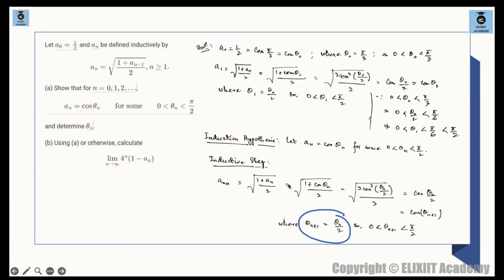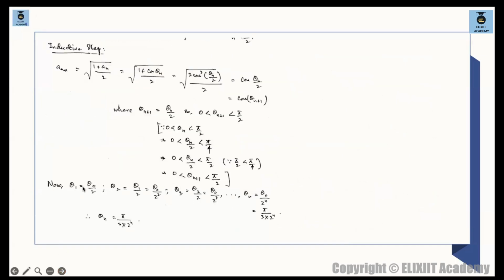You can check for a 2 as well. If you have any doubt, you can check for some more values. Let's say for a 2: a 2 will be square root of (1 plus a 1) divided by 2. Just plug in the values and you will get theta n by 2 only. Anyways, you are getting some relation from here: theta n plus 1 is theta n divided by 2, right? So theta naught, you can see from here.